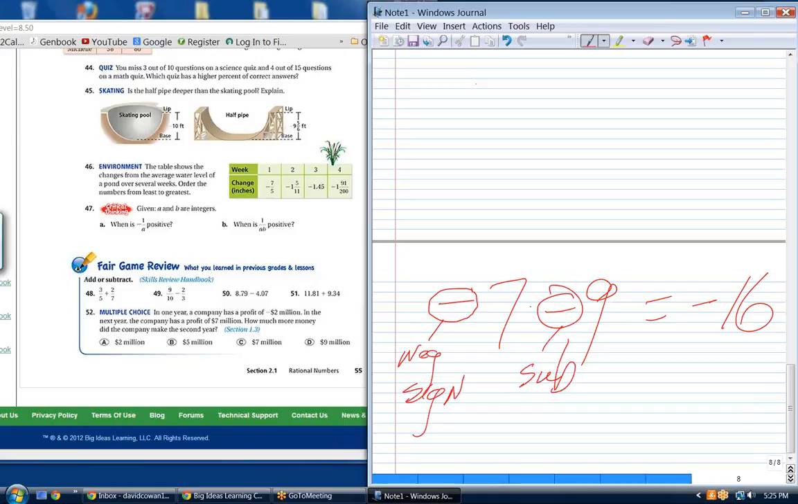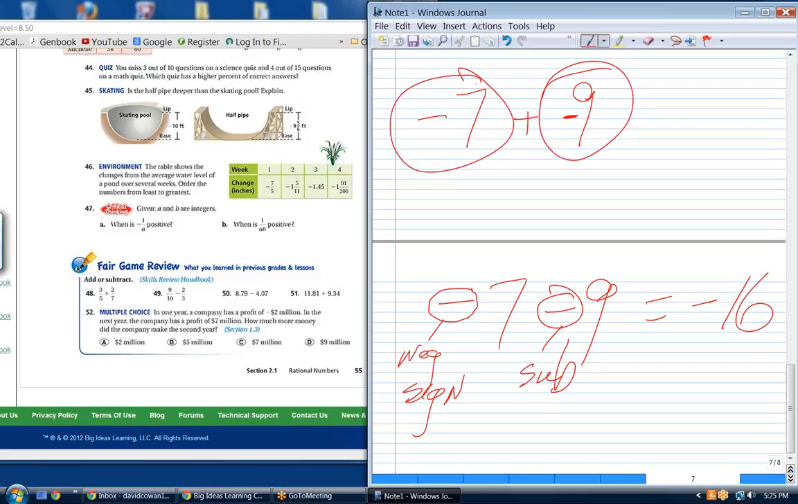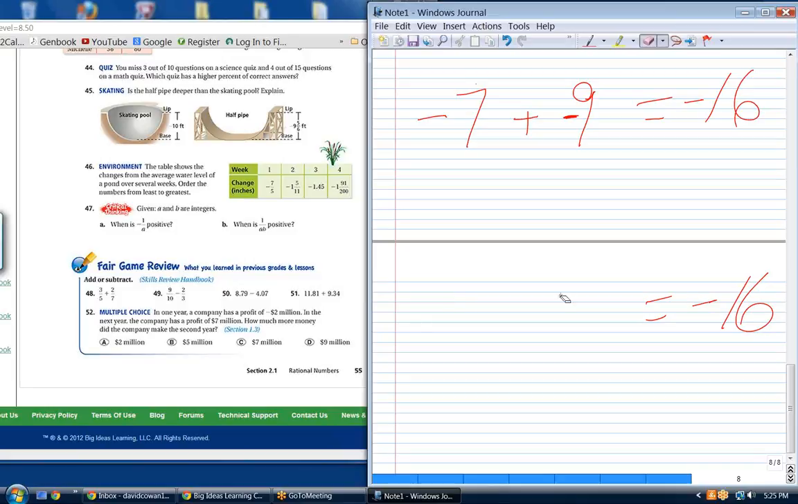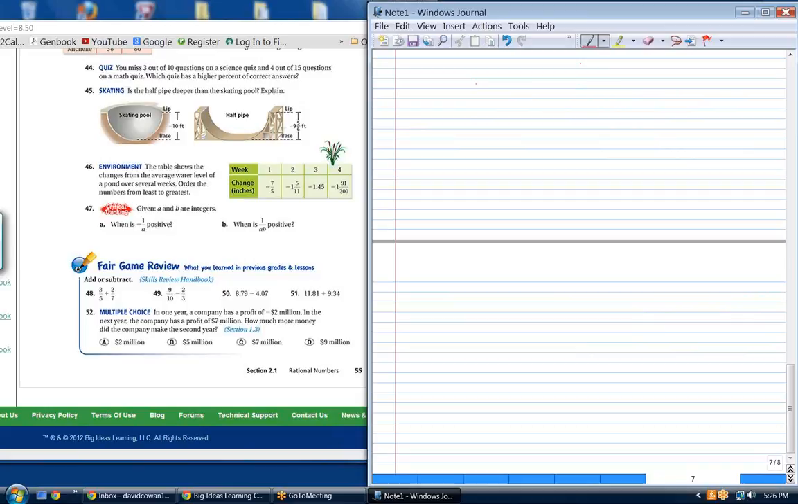The way I teach people to do this is I say turn all subtraction problems into addition problems. You change the subtraction sign to a plus and you change the sign on the number that was being subtracted. So now we have minus 7 plus a minus 9. Nobody misses that. Everybody knows that comes to negative 16. So it's a little trick when you're subtracting negative or positive numbers: turn them always into addition problems.